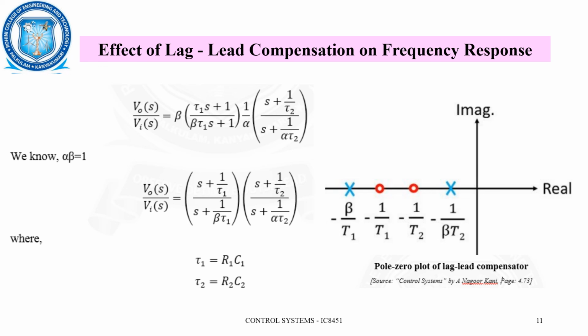So everything will be the same here. First, the lag part is considered. So the pole will be nearer to the origin. Next, its corresponding zero will be there. And after that, the zero of the lead compensation will be there. And then after that, the pole of the lead compensation part will be there. So this is how the pole zero plot looks.